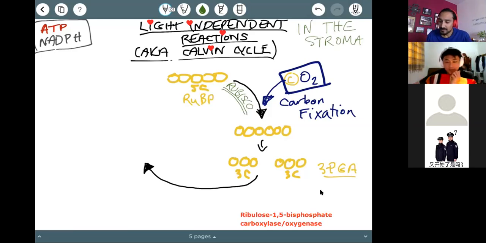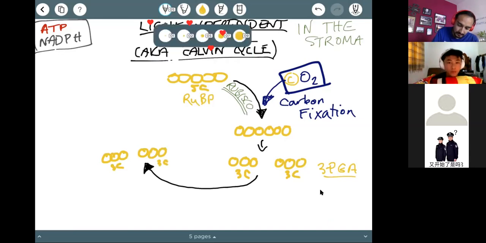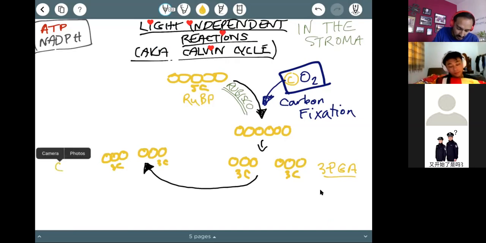All right. So now this 3-carbon 3-PGA is going to get converted into another 3-carbon molecule. Because we don't want to overcomplicate things, we're not going to show all the really specific changes that take place. We'll just say that it's another form of the 3 carbons rearranged differently. And this time it has a name: G3P.